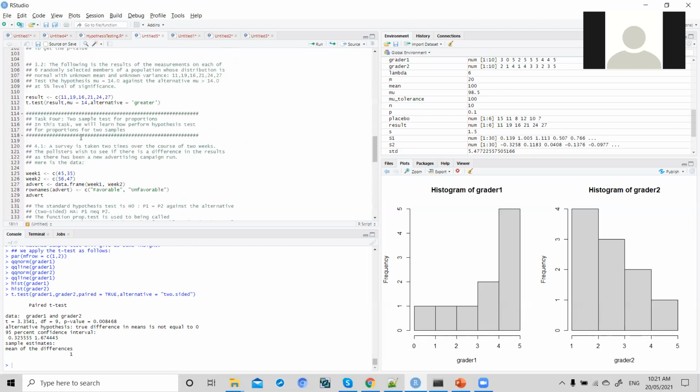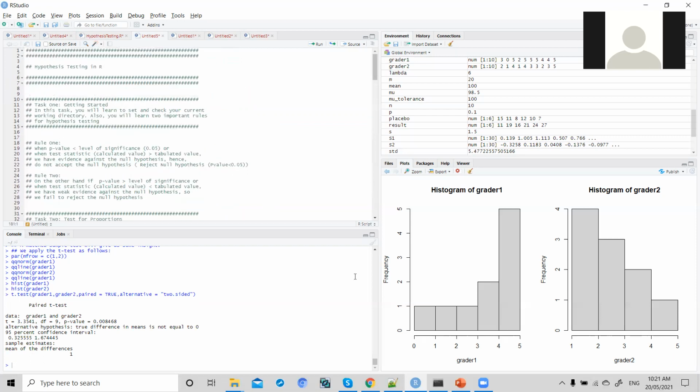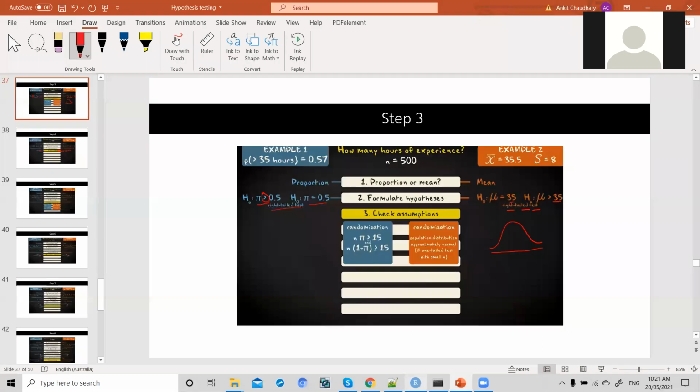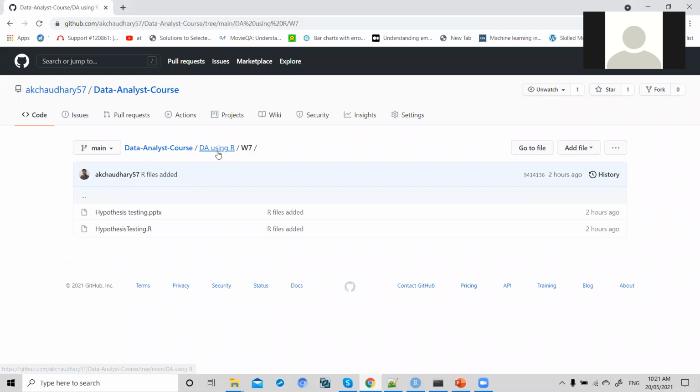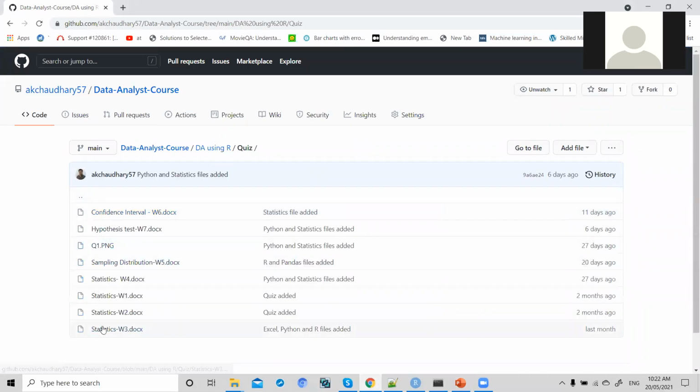So yeah, this was the end of the hypothesis testing that we do. Okay. I have also added a few quiz questions for week 7 hypothesis testing here.